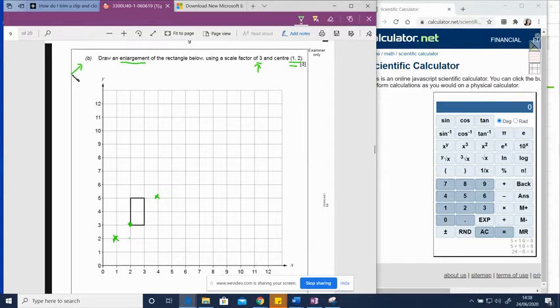I then draw the base of my rectangle, which is going to be 3 times as long as the original one. So it's 1 times 3, which is 3. It's going to be 3 times as high. So it's too high at the moment. So that means it's going to be 6. And then I join my rectangle carefully. Obviously in the exam I'd use a ruler, but I can't with my graphics tablet. And that's the enlargement with a scale factor of 3 and a centre of 1, 2.